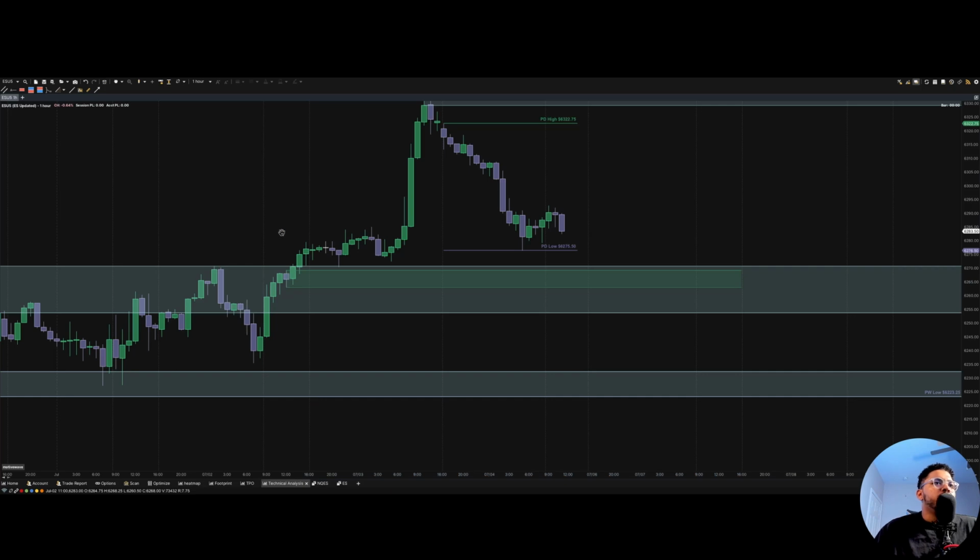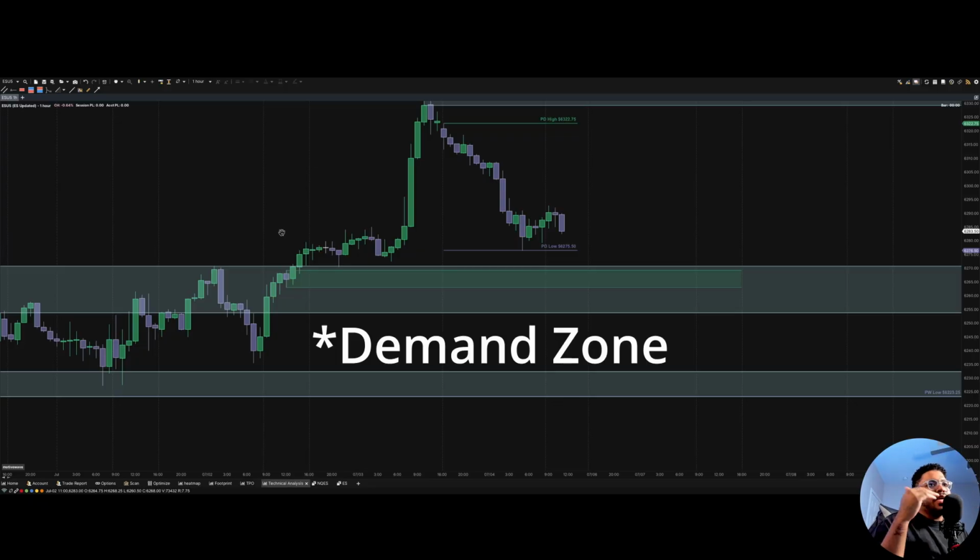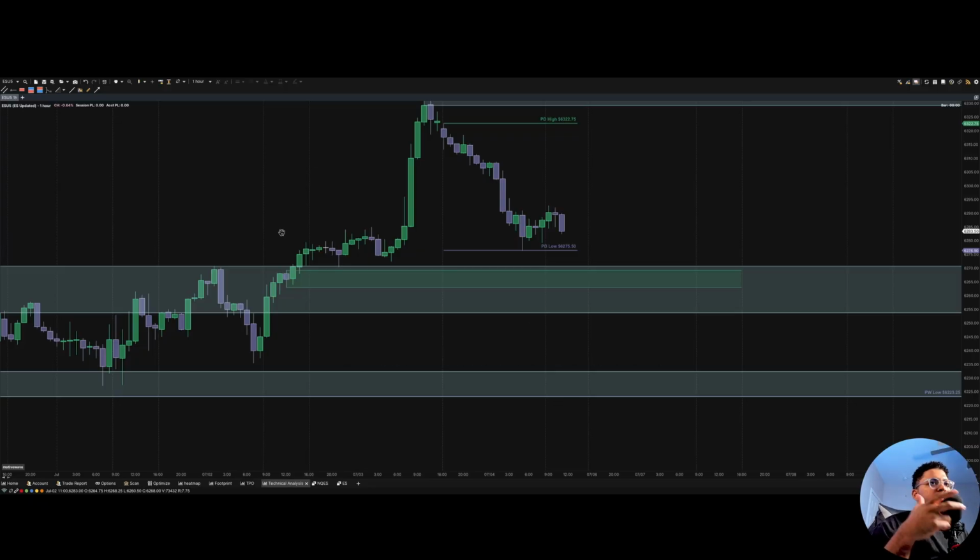So ideally, I would like to see price come hit that area, and then I want to see it rejected right at that supply zone. That gives me more confirmation to jump on a trade long.